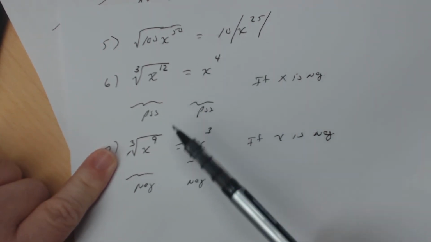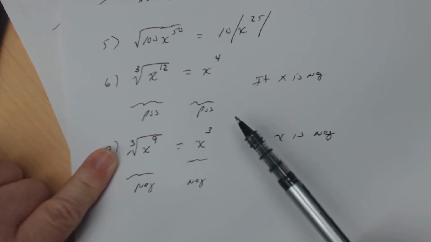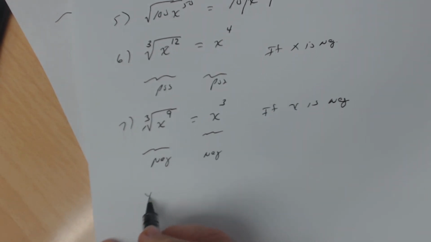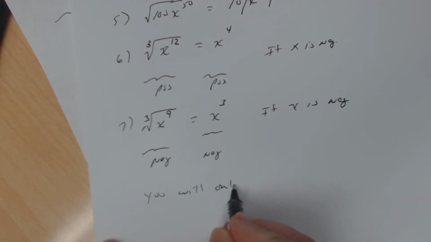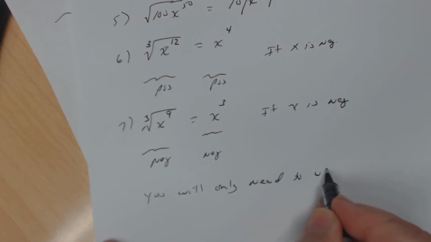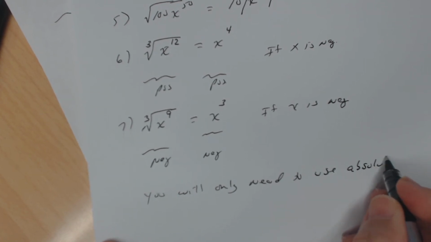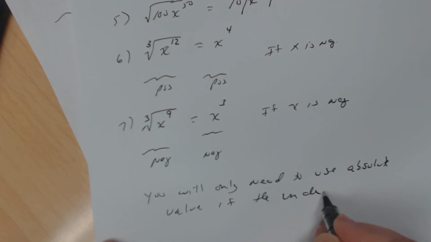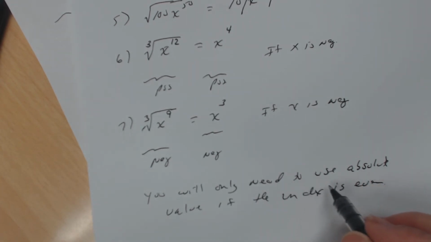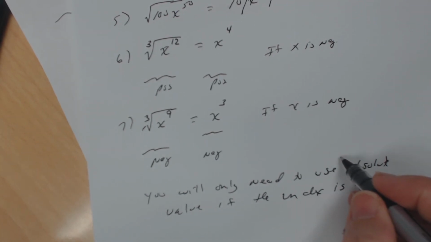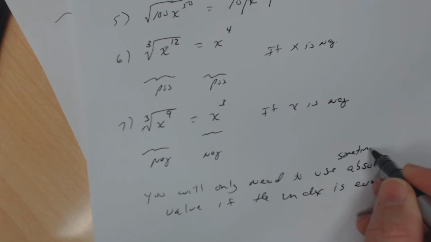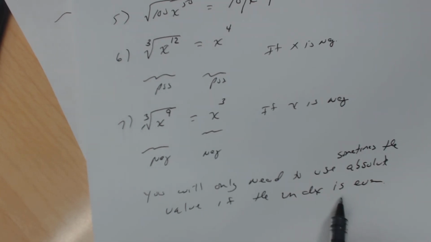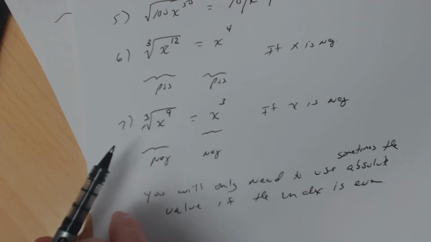It does not matter. So with cube roots, you're not going to need absolute value bars. You're only going to need absolute value bars if the index is even. I'm not going to say you always need to use them. You will only need to use the absolute value bars sometimes if the index is even. If the index is odd, don't even worry about it.